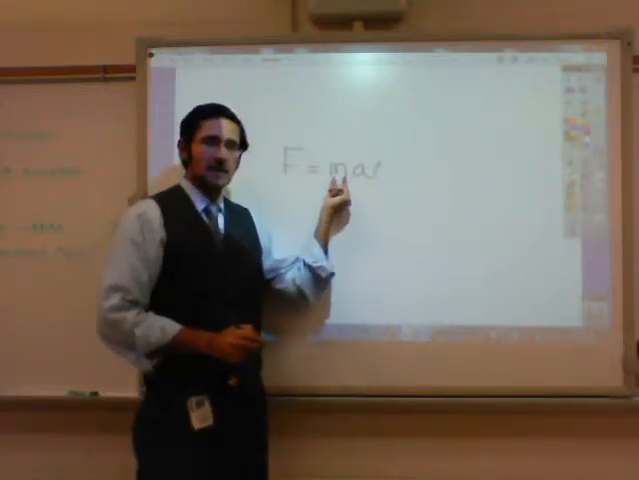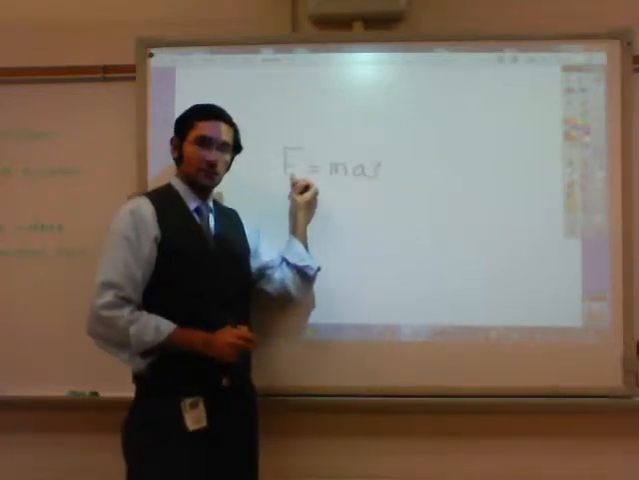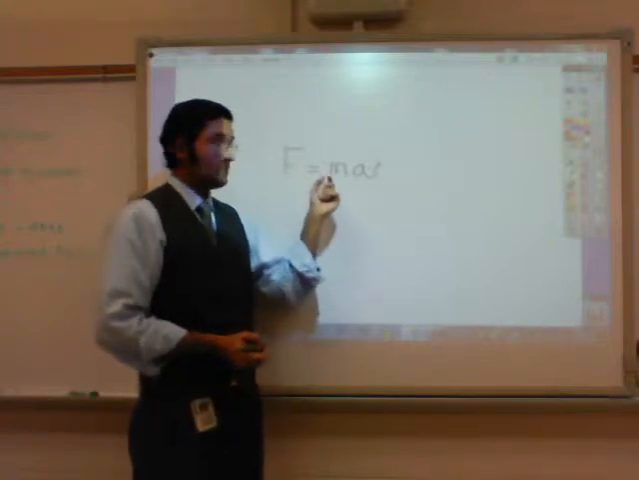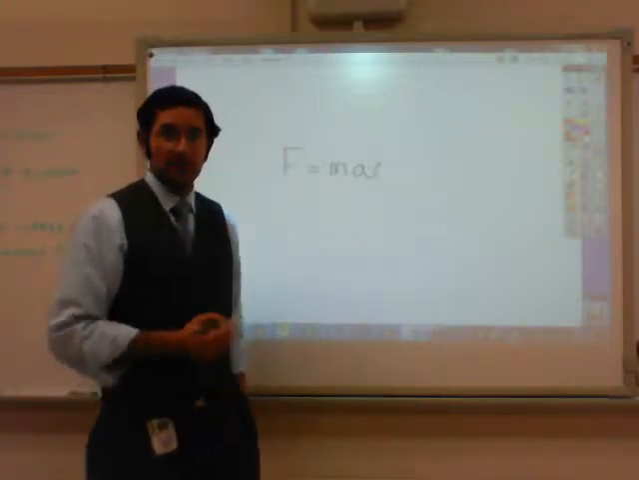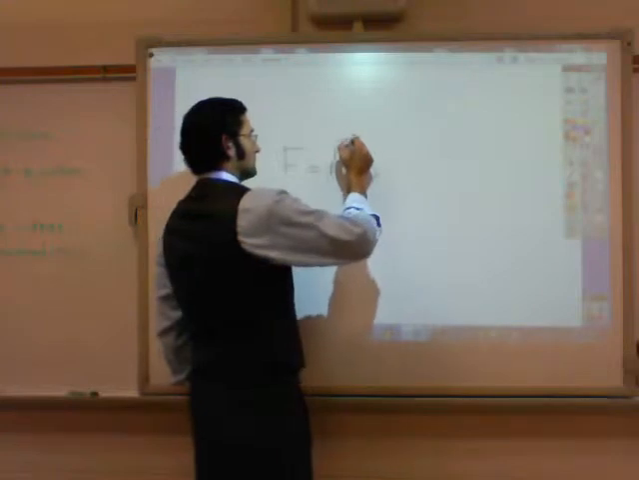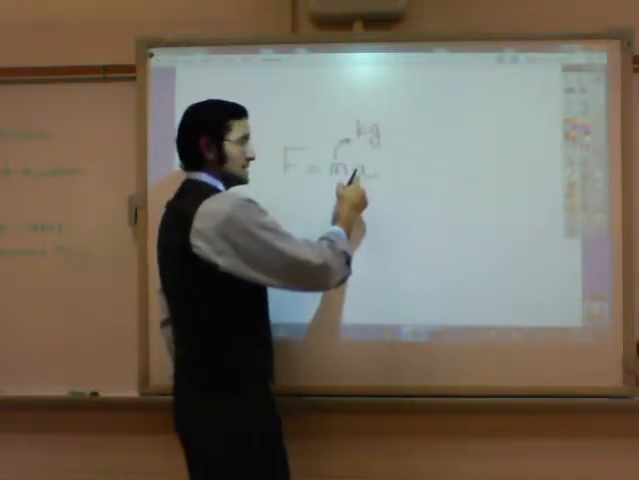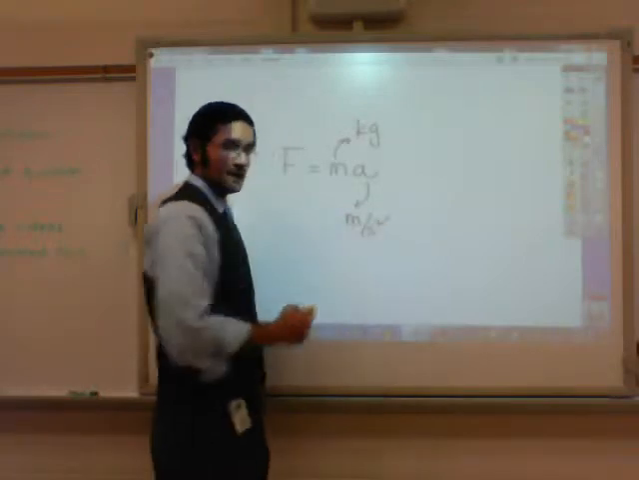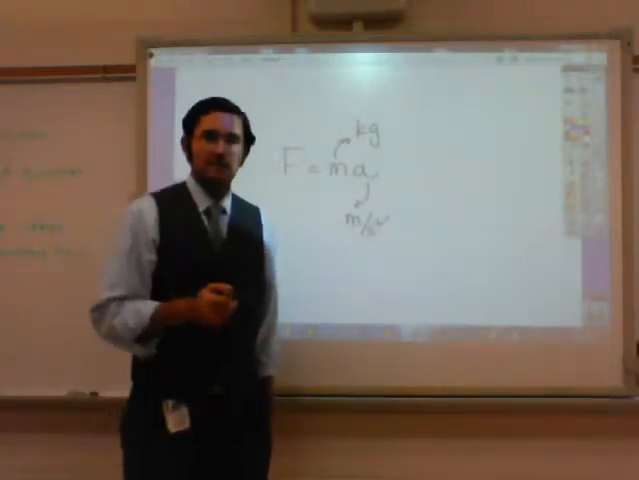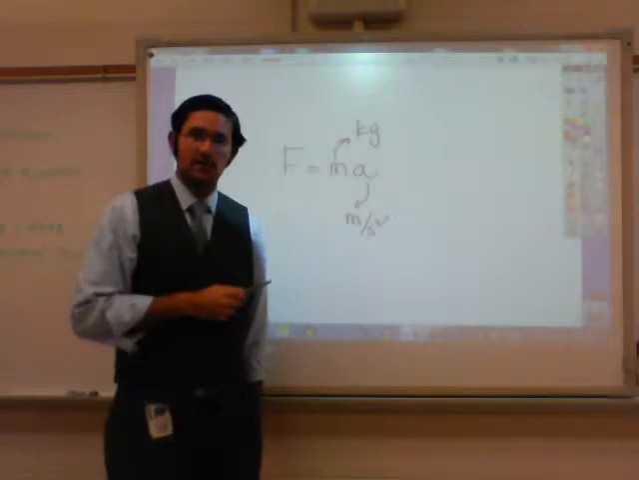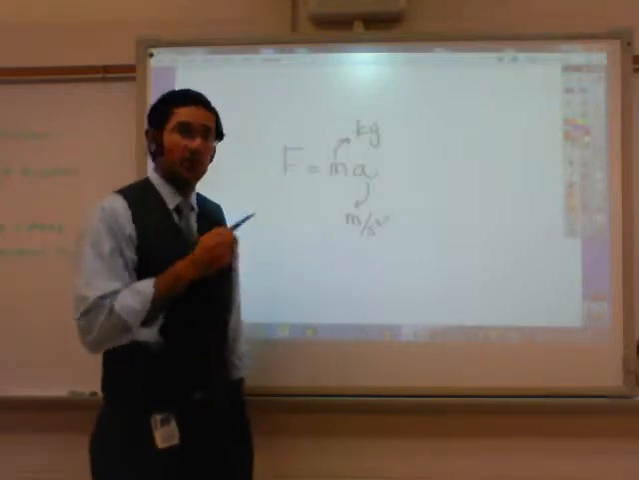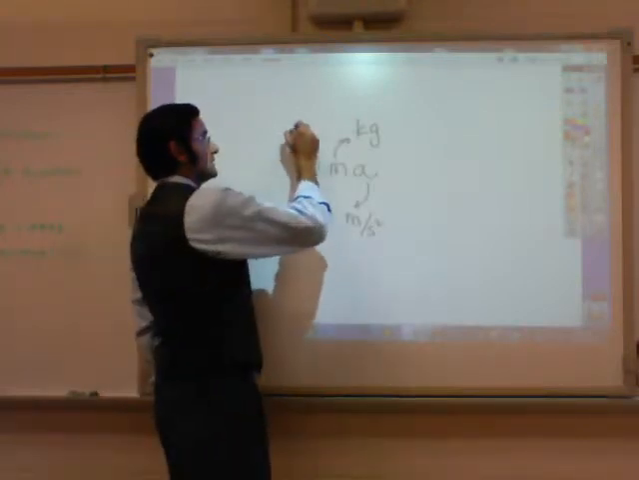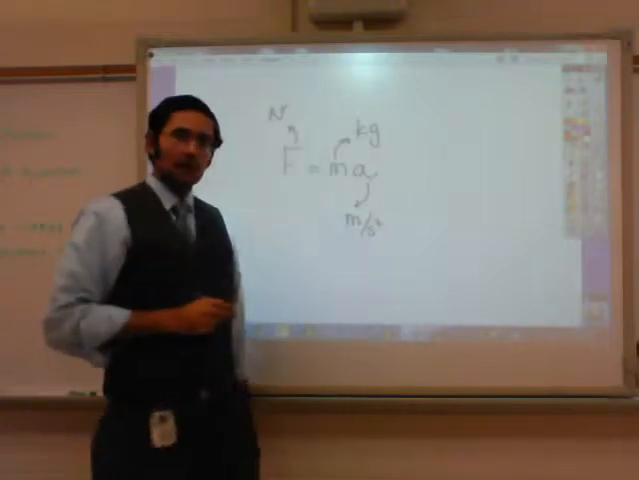An object that has mass will only accelerate if there is a force being exerted on it. The mass should always be measured in kilograms. The acceleration should always be measured in meters per second squared. And if the mass is measured in kilograms and the acceleration is measured in meters per second squared, your force will always come out in newtons.